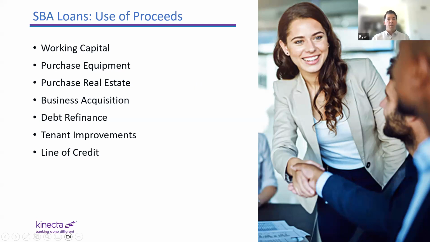The SBA allows you to do this, and the nice thing about this is you can get a 7 to 10 year maturity on the purchase of the equipment. The next step is the purchase of real estate, which I discussed previously. That's owner-occupied real estate for your business.